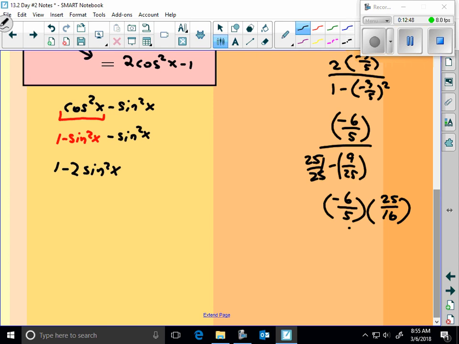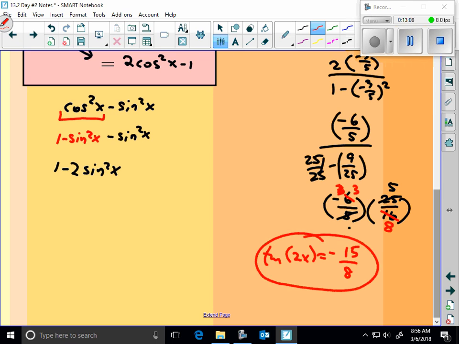So it looks like I'll get 5s to cancel. Looks like I'd get 2, so that makes that a 3, that makes that an 8. So it looks like I'll get negative 15/8. So there you go, that's tan 2x. Just a little bit of algebra, you guys. Once you know the rules, it's all algebra.